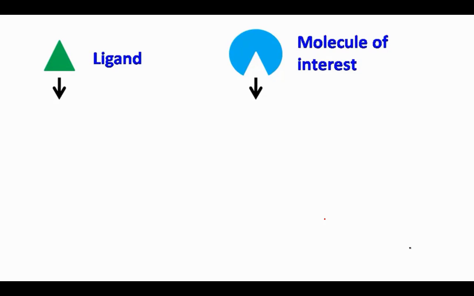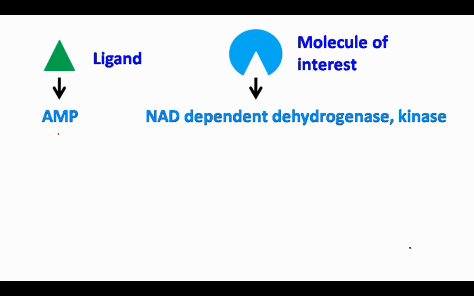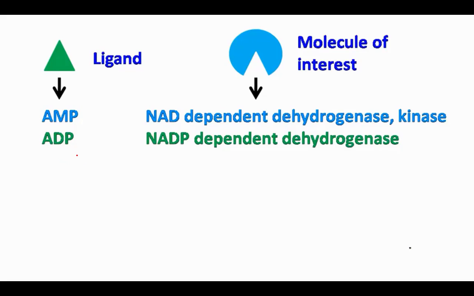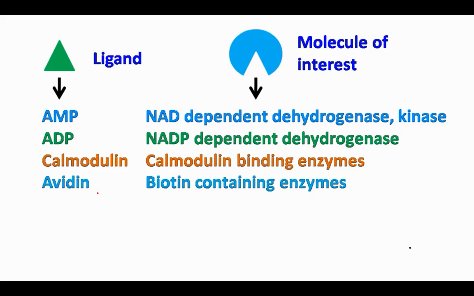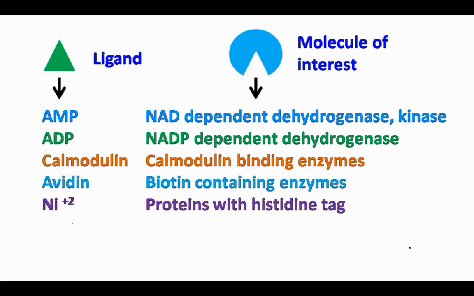So we can have different examples of ligands for the molecules that we want to interact with or separate. For example, AMP can be used as a ligand to separate NAD dependent enzymes or kinases. ADP as a ligand we can use to separate NADP dependent dehydrogenases. Calmodulin as a ligand we can use to separate calmodulin binding enzymes. Avidin we can use to separate biotin containing enzymes. Nickel we mostly use to separate proteins with a histidine tag. Lysine as a ligand we can use for the purification of RNA molecules.